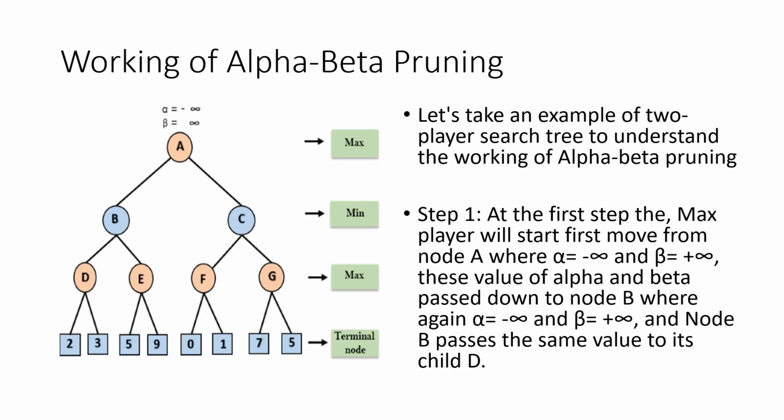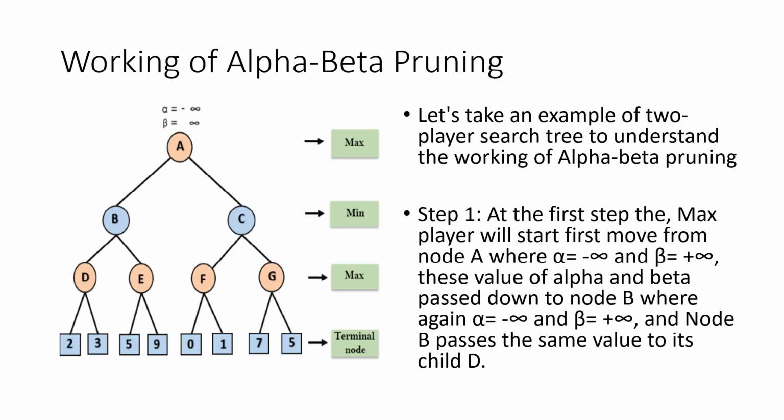Let us take an example of a two-player search tree to understand the working of alpha beta pruning. So we can see the figure here. Before starting that, we have to remember max player wants the highest value and min player wants the lowest value. And we still get the same final answer as minimax, but we avoid exploring useless paths. So if you already found a better option, there is no need to waste time checking the others.